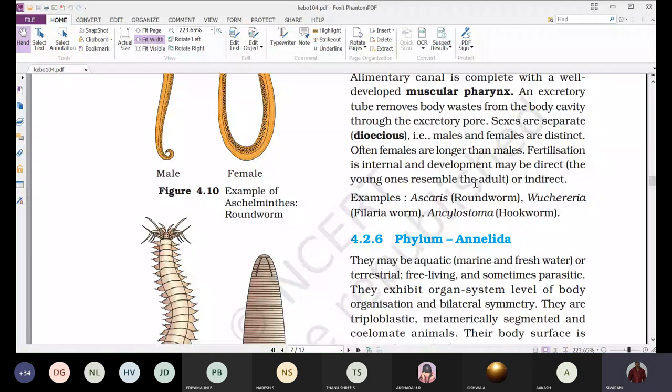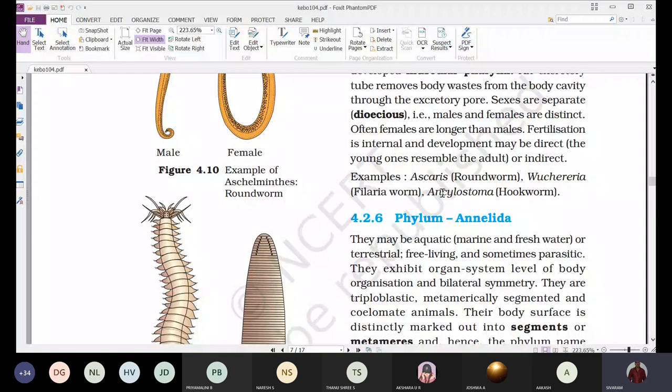The eggs are produced after fertilization and released outside. Ascaris is commonly called a roundworm, and it is usually present inside the intestine of a human. At one time, this Ascaris will lay around 2 lakh eggs, and these eggs come out along with the undigested food material or excreta of the human.